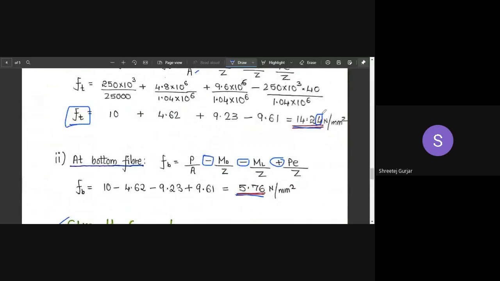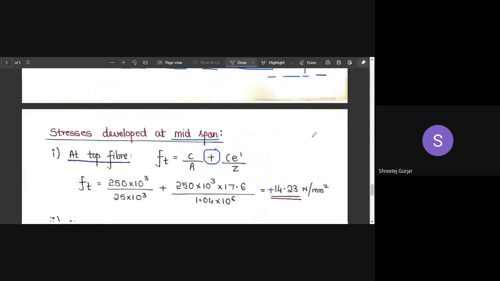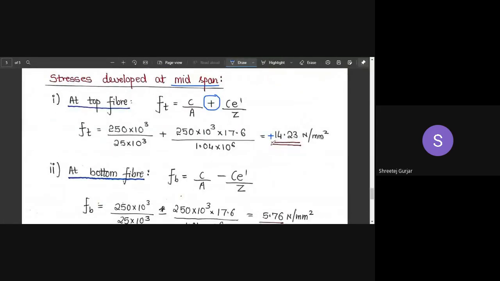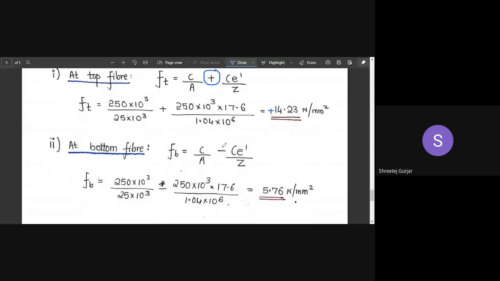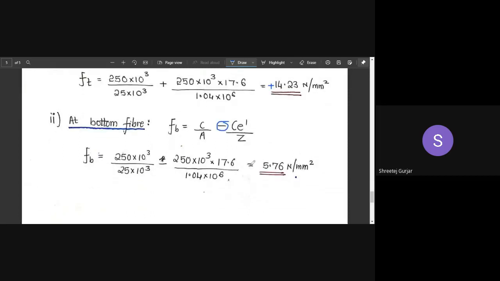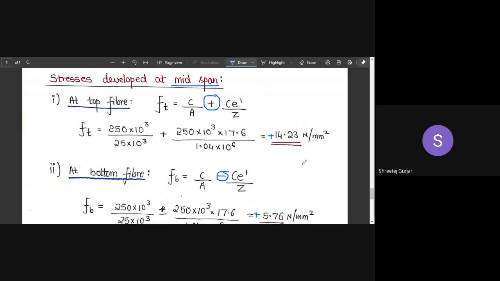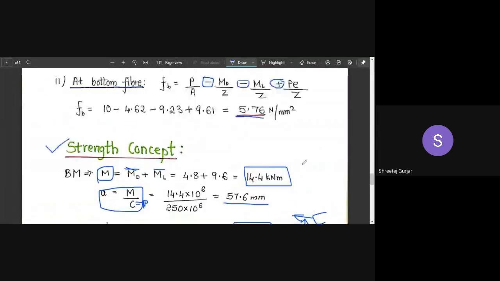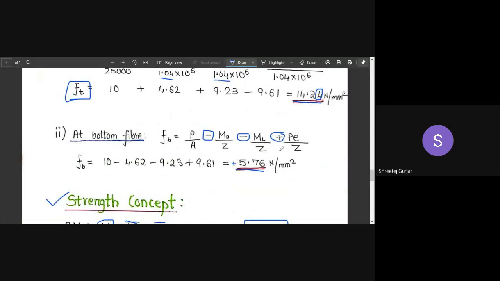Only this value is changing, because depending upon how many decimal values you substitute, this digit will vary. So here we are getting 14.24, and you can observe that we got 14.23 earlier. Now at the bottom fiber, the rest of the things are the same, only the sign is changing. You can observe here it is plus 5.76, and the value we got using the stress concept is the same, plus 5.76. So you have verified using both the concepts that the stresses are similar.